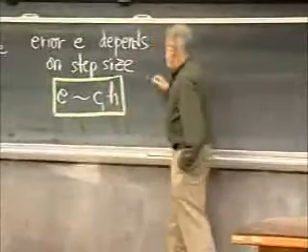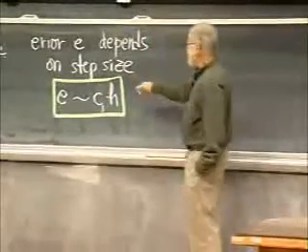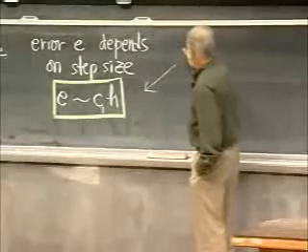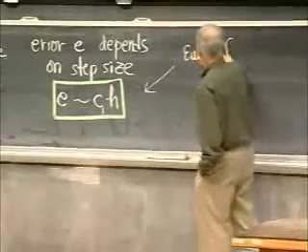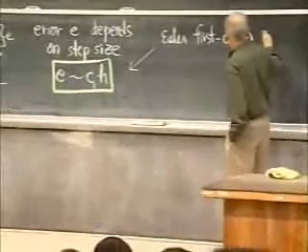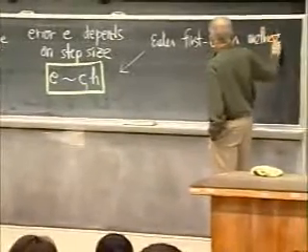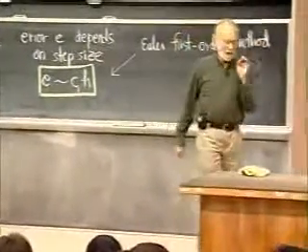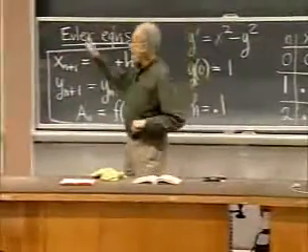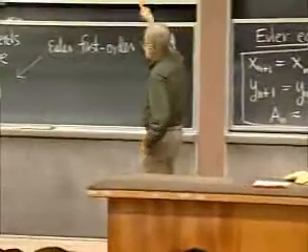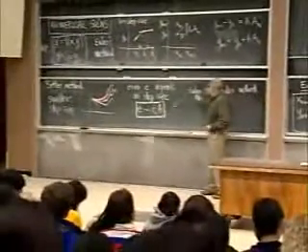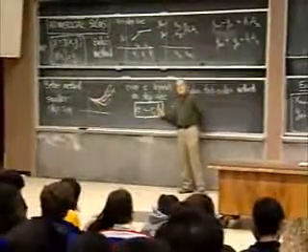It looks like this. And for this reason, it's called a first order method. Euler's method is a first order method. And now, first order does not refer to the first order of the differential equation. It's not the first order because it's y prime equals f of x, y. The first order means the fact that h occurs to the first power.